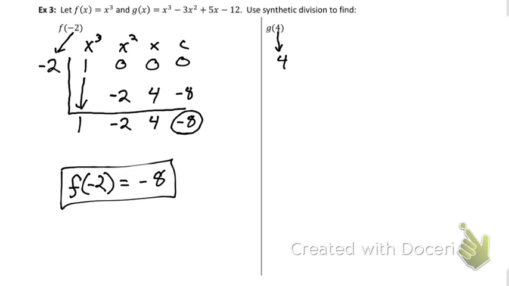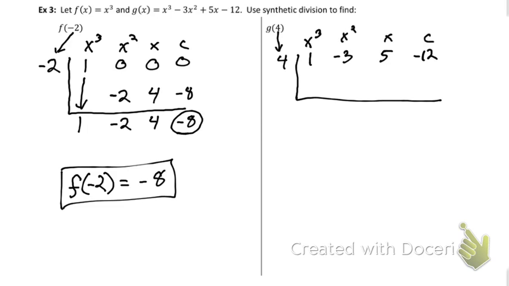We're going to use 4 to synthetically divide. We are looking for, I have 1x cubed, I have negative 3x squareds, I have 5x's, and I have a negative 12 as my constant. So once again, that's my x cubed, x squared, x, constant. Carry down the 1. 4 times 1 is 4. Negative 3 plus 4 is 1. 4 times 1 is 4. 5 plus 4 is 9. 4 times 9 is going to be 36. Negative 12 plus 36 is going to be 24.